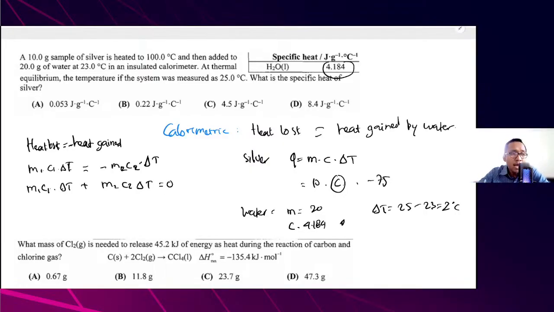Now we just plug our numbers into the equation. M is 10. C is the thing that we want to know. And delta T is minus 75, because it's cooling down.